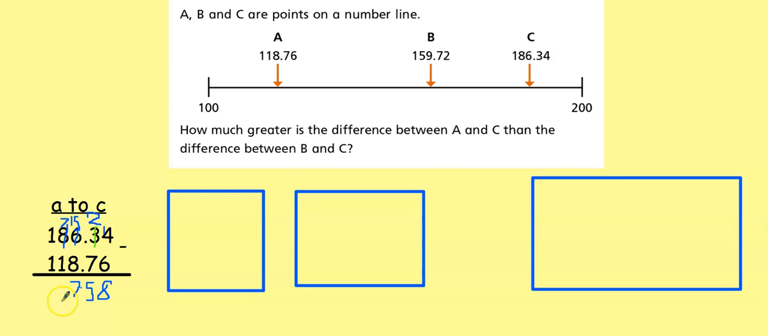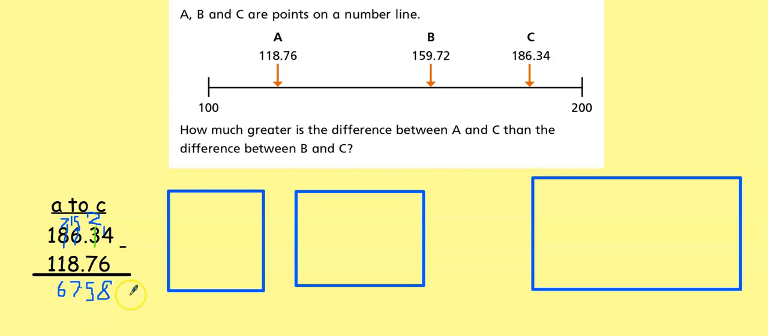Finally, we don't have to exchange. We've got 7 tens take away 1, leaving us with 6. And then we've got 100 take away 100, which leaves us with nothing. But do you see how many times we exchange, and each time there's a chance to make a mistake? But we have worked out the difference between A and C.